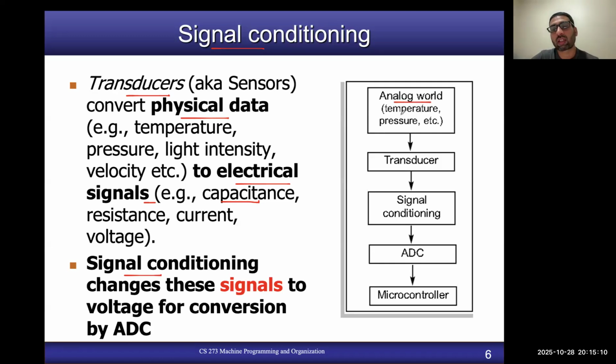So in the analog world, all the physical data is in analog form, like temperature, pressure, etc. Then you use a device like a transducer or sensor to convert those physical quantities into electrical signals. And then that electrical signal needs to be converted into voltage. Once it is converted into voltage through signal conditioning, you feed it into the ADC, and the ADC will convert that analog voltage into digital form, which will then be processed by your microcontroller. In our case, the ADC and microcontroller are both on a single chip. Okay.